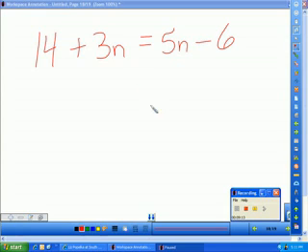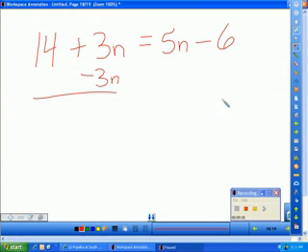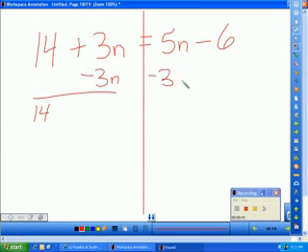Even though it doesn't matter whether I get rid of the 3n or the 5n, I personally just like to get rid of the one that has the smaller coefficient. So I am going to subtract 3n from this side of my equation. That's going to leave me with 14. Because I subtracted 3n from this side, I'm going to subtract 3n from this side.